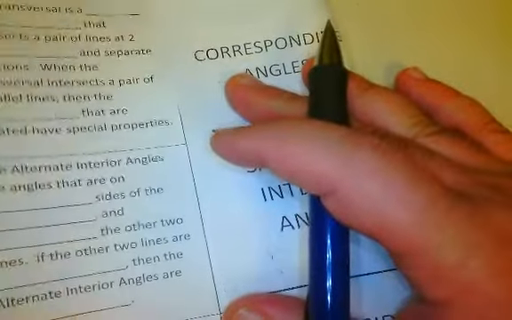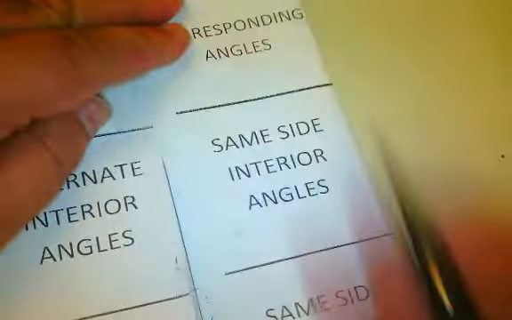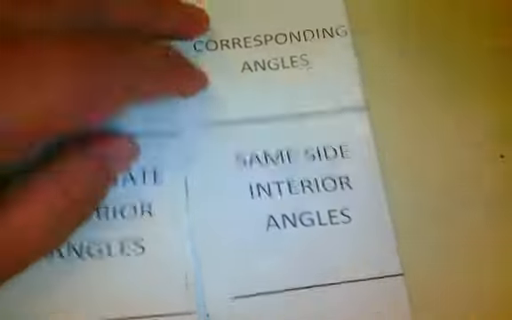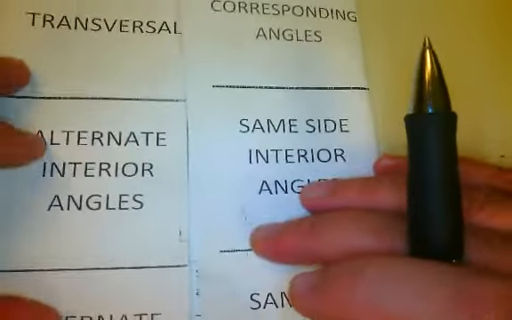So when we're done with this, we're going to fold this and cut these little seams right here. These will fold there and we'll fold here. And we'll cut there and there and there and there, and you'll be able to open these up and see these little things about corresponding angles and same side interior and all these other things.